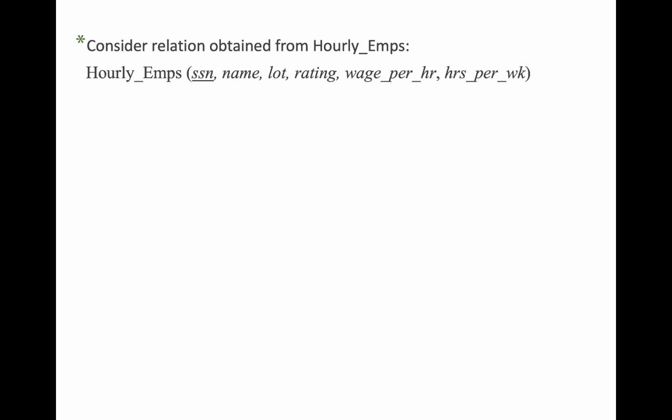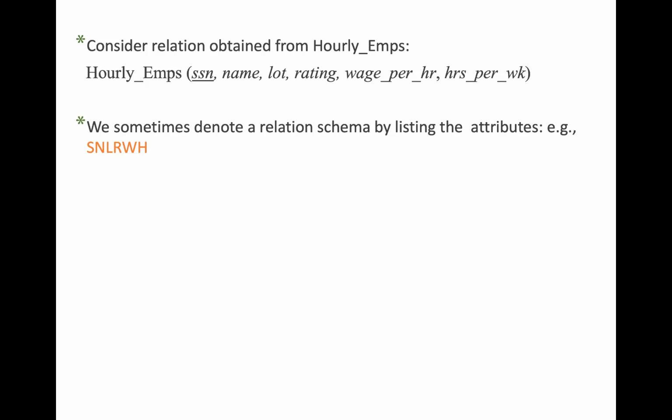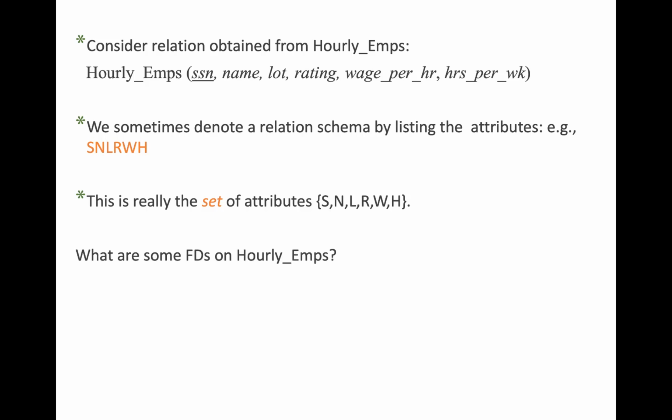Have the SSN, name, lot, rating. So you have 1, 2, 3, 4, 5. You have 6 attributes, and the primary key is the SSN. We sometimes denote a relation by listing the attributes, or in this case, we listed the first letter of each attribute. So this is the set of the attributes.